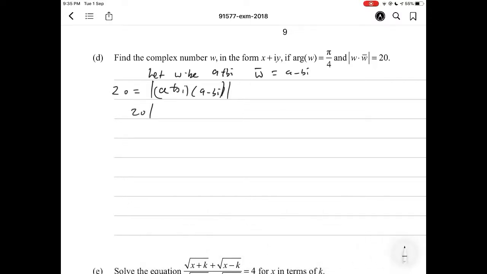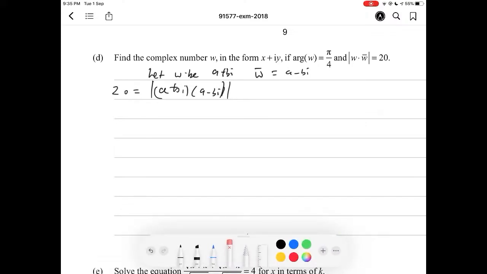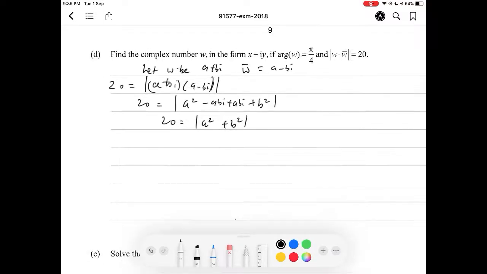So we're going to expand. So 20 equals the modulus of a squared minus abi plus abi. So bi times negative bi is negative b squared i squared, which becomes b squared. So 20 equals the modulus of a squared plus b squared. Okay, so this is interesting. So we have the modulus of a squared plus b squared. So 20 equals the square root of a squared plus b squared.